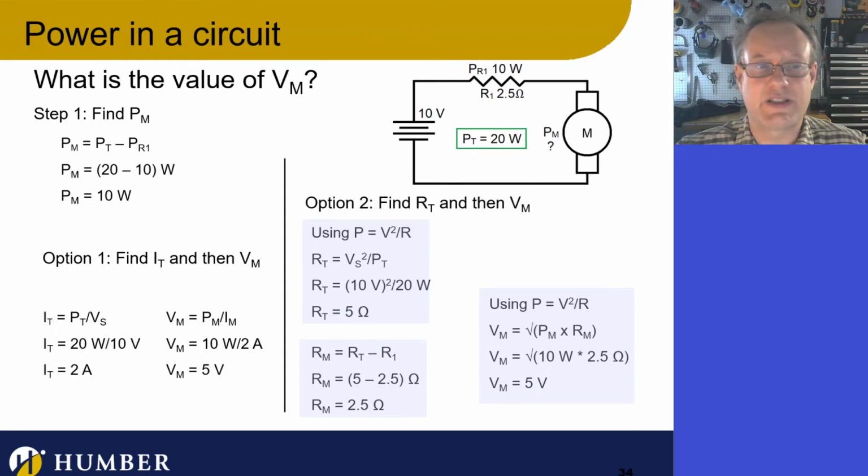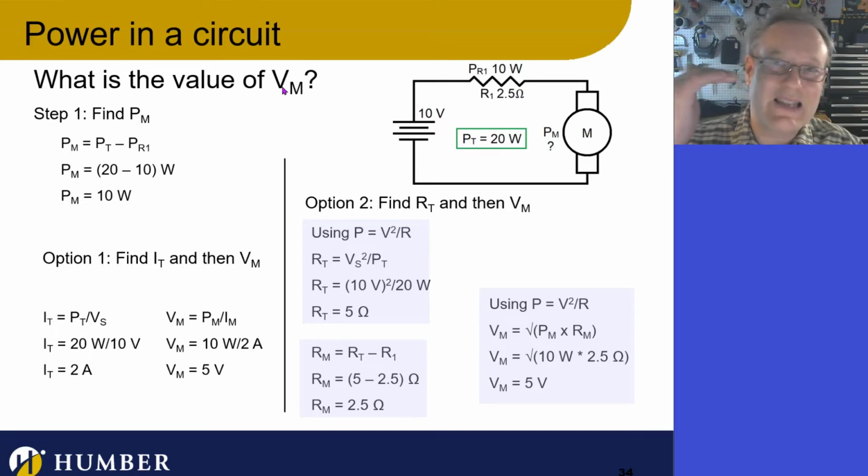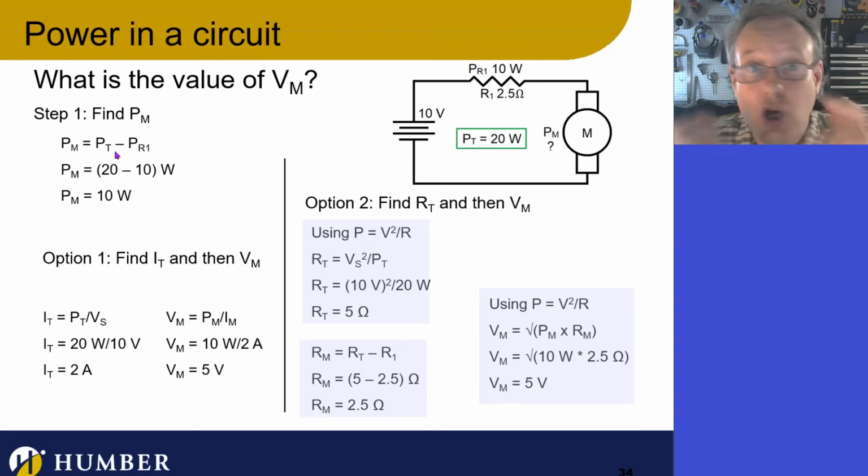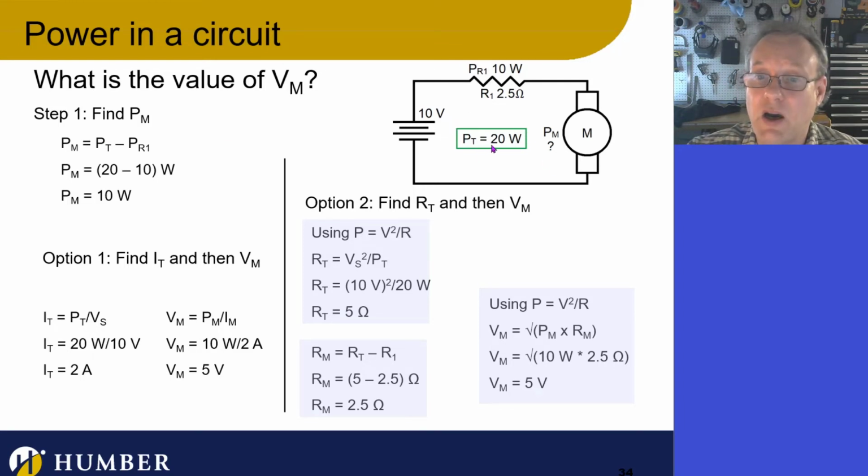This is just another example where we're calculating the value of the motor, okay? Now, I've got different options here. This is a step-by-step process. In this case, using the total power concept, I'm going to say, if I know the total power here is 20 watts, again, this is the exact same example as we were using before, but we're unpacking it with the total power concept. Okay, here we go. So I know the total power is 20 watts.